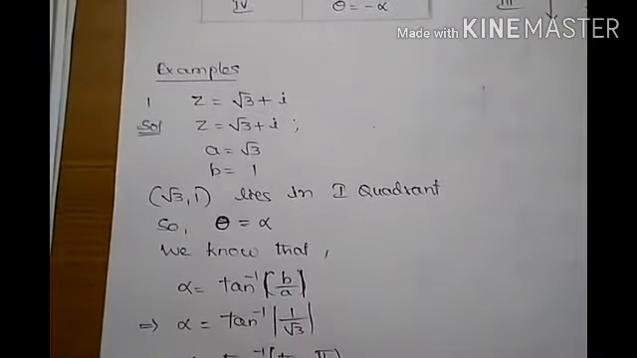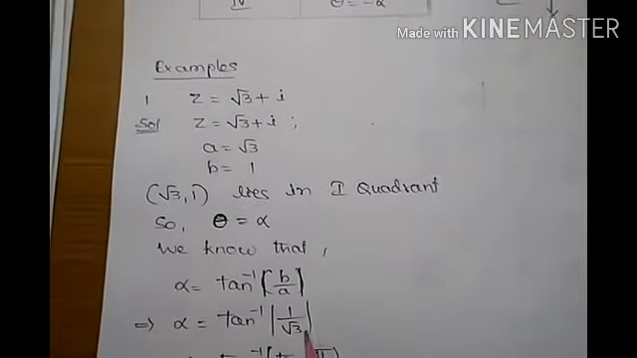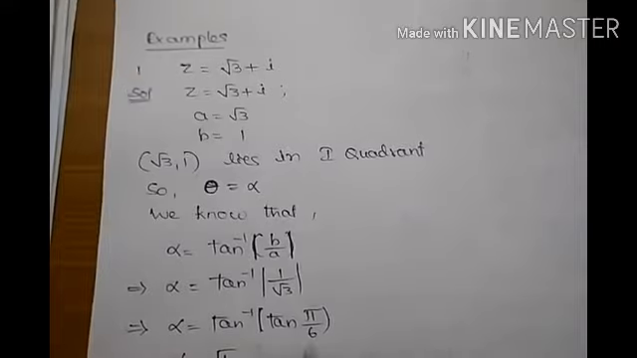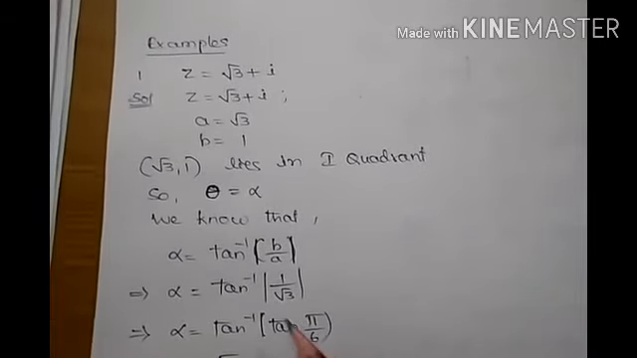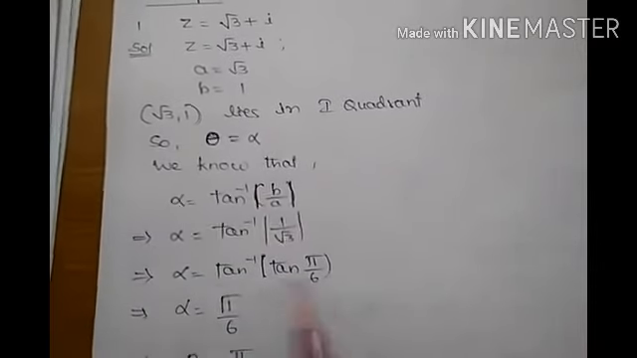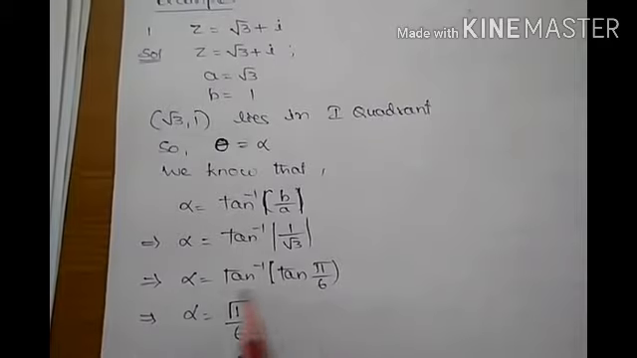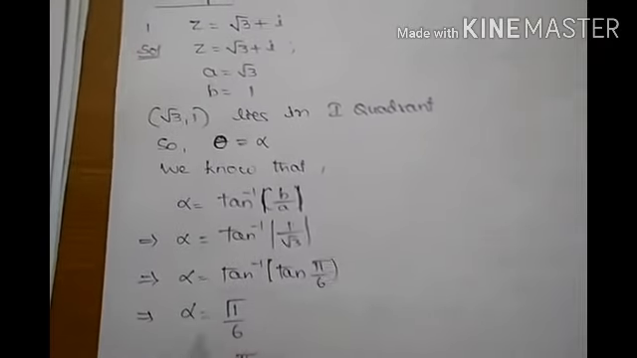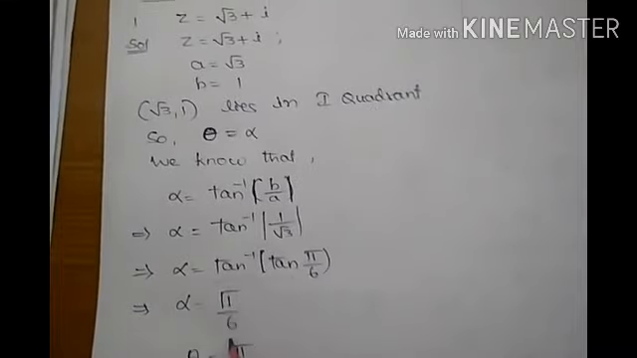Alpha equal to tan inverse of tan pi by 6. We know some specific angles for trigonometric ratios. In that, tan pi by 6 gives 1 by root 3. So alpha equal to tan inverse of tan pi by 6. In trigonometric ratios, we know that tan inverse of tan pi by 6 gives pi by 6. Therefore, alpha equal to pi by 6.